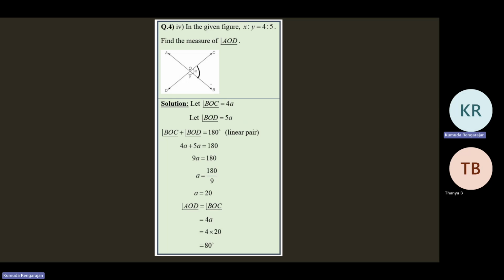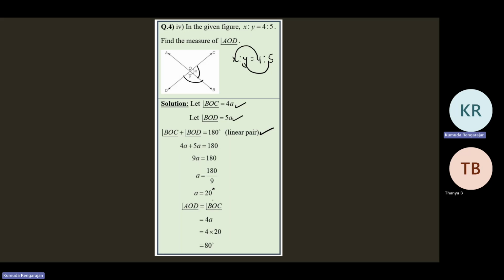So let this angle be 4A, because X is to Y is equal to 4 is to 5. So X is 4A, Y is 5A. Then the sum of the two angles is 180 because they form a linear pair. So 9A, which is 4A plus 5A, is 180. A is 180 by 9, A is 20 degrees.